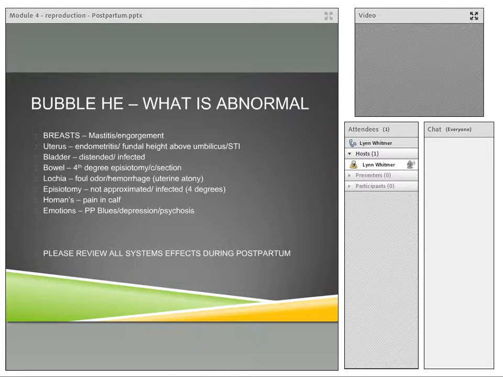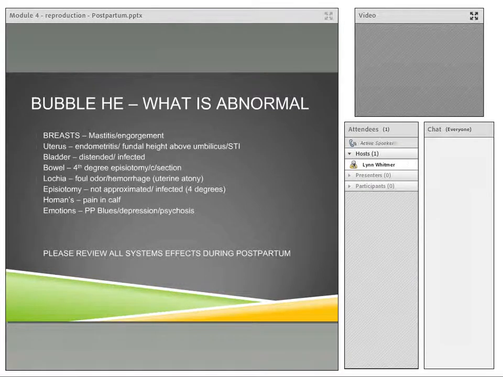Bladder distension, of course, we've talked about that over and over again, how it's imperative that you watch that. And if she came in with a urinary tract infection, we want to be aware of that and treat it and continue the treatment until it is resolved, because during the delivery, if there's an E. coli infection, that can go to the baby. Bowels, again, if there was a fourth degree episiotomy, which we talked about, or laceration, or during a C-section, we'd want to ensure that the bowels are functional.